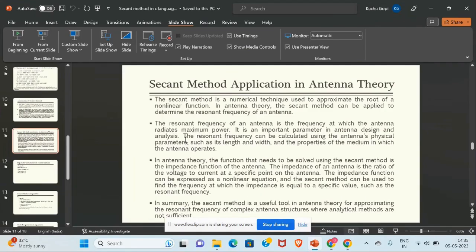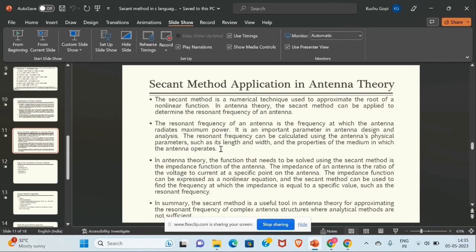In antenna theory, we use the secant method to find the resonant frequency of the antenna. The resonant frequency of the antenna is the frequency at which the antenna radiates maximum power. It is an important parameter in antenna design and analysis. The resonant frequency can be calculated using parameters such as length, width, and other properties of the media in which the antenna operates.